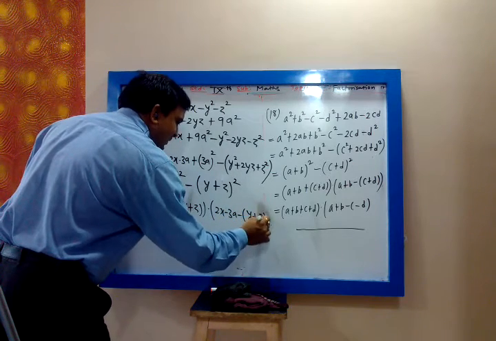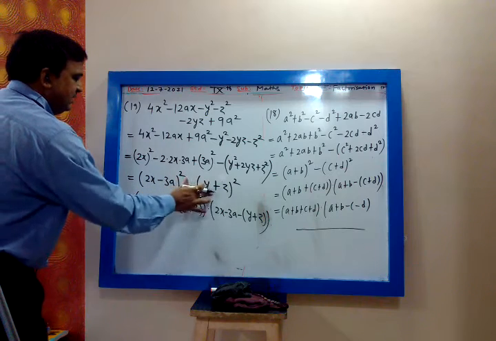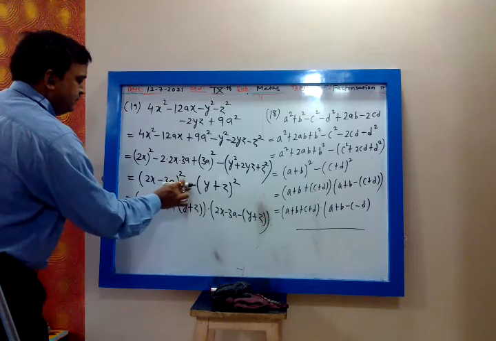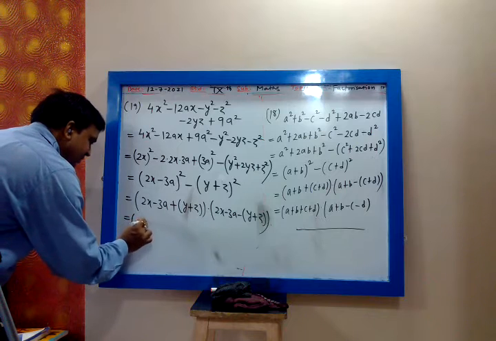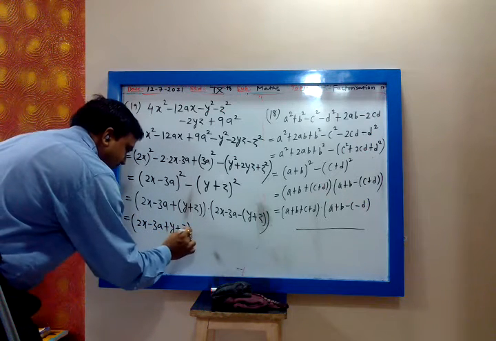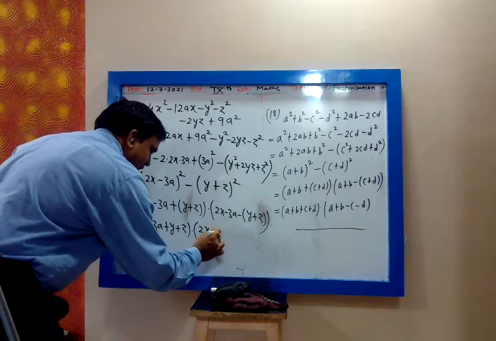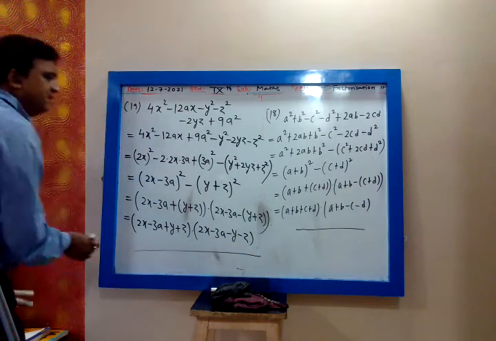a plus b into a minus b. a square minus b square is (a plus b) into (a minus b). So let us open the bracket. So (2x minus 3a plus y plus z) into (2x minus 3a minus y minus z). And this is the answer.